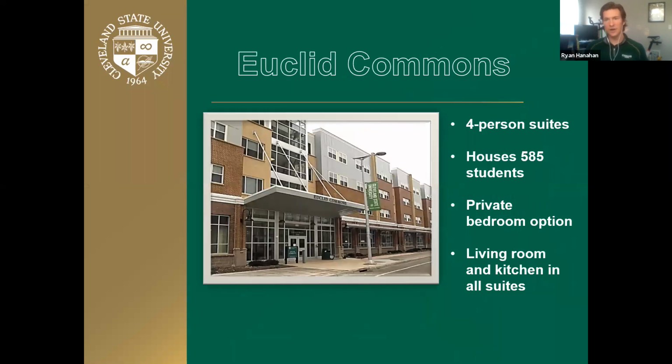The other residence hall we have on campus is called Euclid Commons. This is more of an apartment style residence hall, but it offers 4-person suites, houses about 585 students from sophomore to senior year. But they're all private bedroom options as well. So most of the rooms are going to be a quad. You have your own bedroom, and then there's community bathrooms within those quads. But there's also community living and kitchen areas within all those suites as well. Like I said, this is for sophomores through seniors. But again, it's much more apartment style.